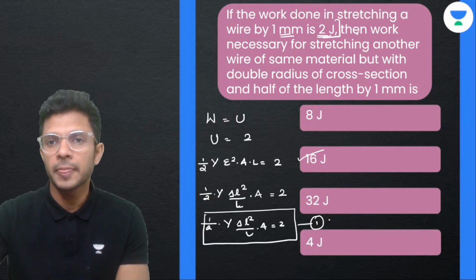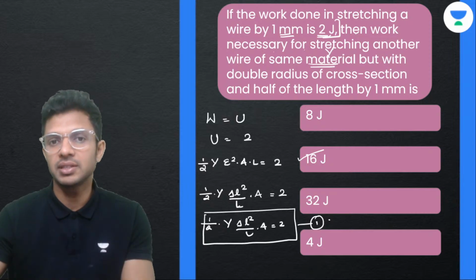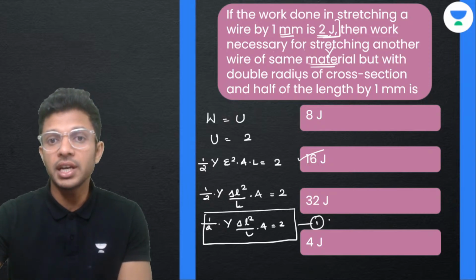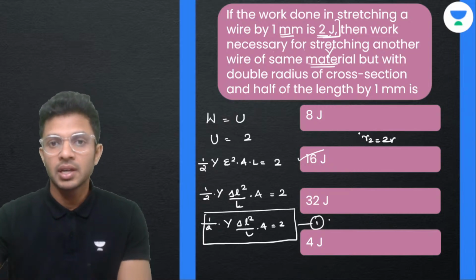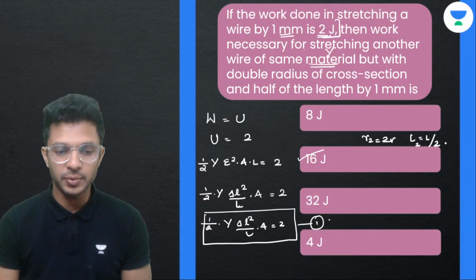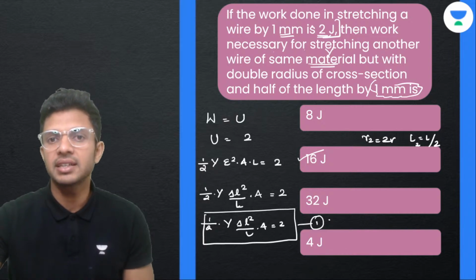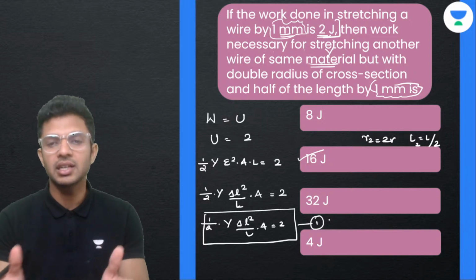Let's continue reading. Then the work necessary for stretching another wire of the same material. The material is the same, so Young's modulus, which corresponds to the material, will be the same, but with double the radius. That means the radius in the second case is 2 times r. And the length L2, let's say, is half the initial value, L by 2, and 1 millimeter, meaning the increase in length in the first case is 1 millimeter, and in the second case also 1 millimeter, both are the same.